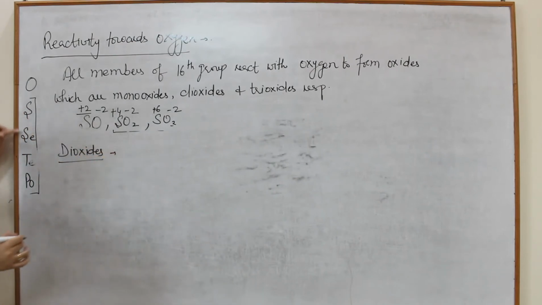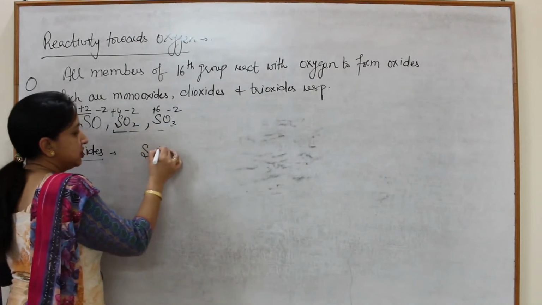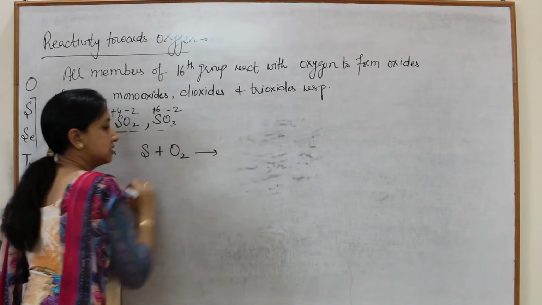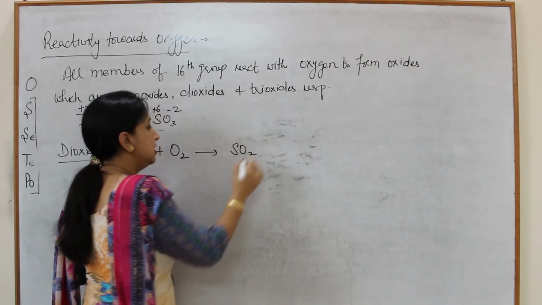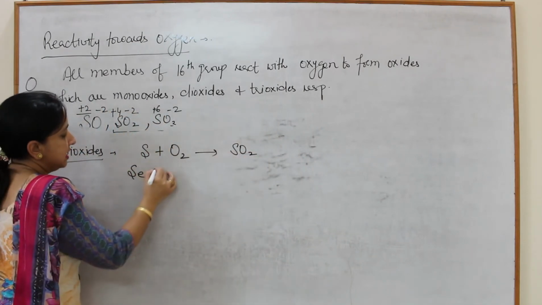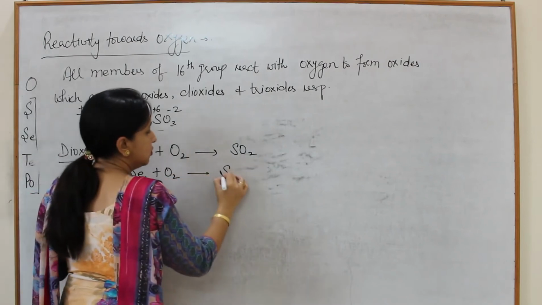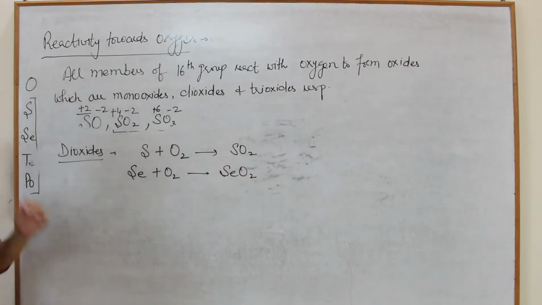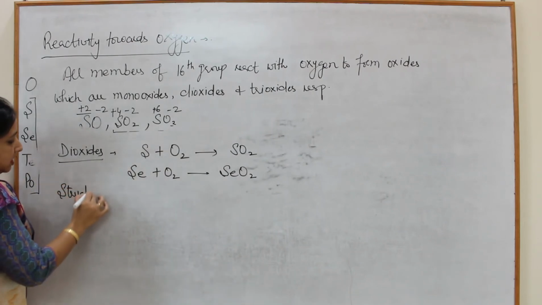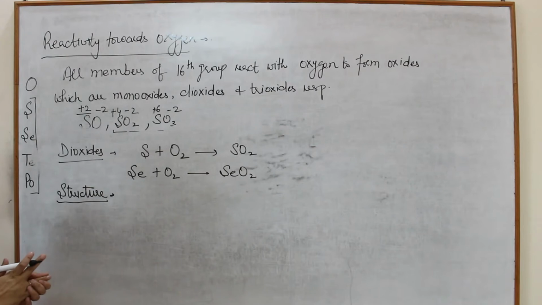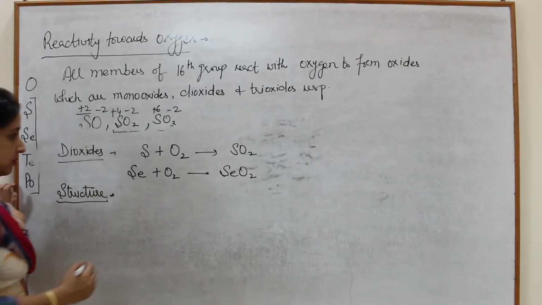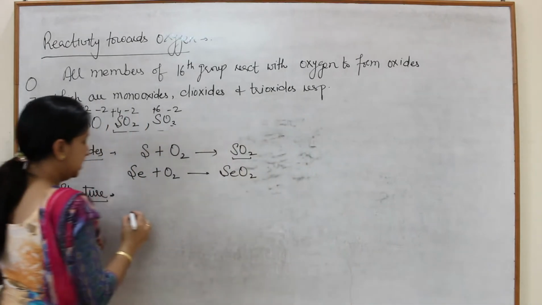Dioxides of any element of 16th group can be prepared by the direct reaction of element with oxygen. For example, reaction of sulfur with oxygen directly gave us sulfur dioxide. Similarly, selenium can also react with oxygen to form selenium dioxide. For the examination point of view, structure of the dioxide is most important. So what is the structure of any dioxide of 16th group? Let me take the example of sulfur dioxide.